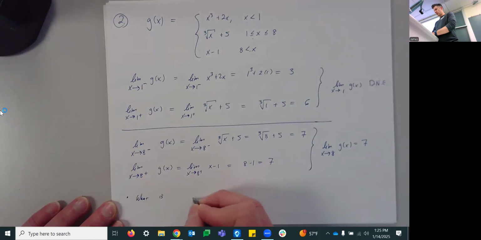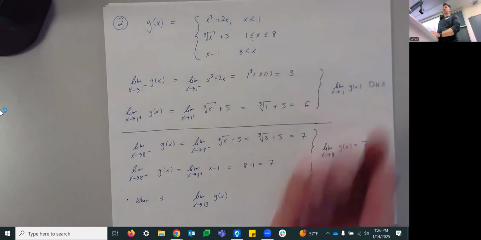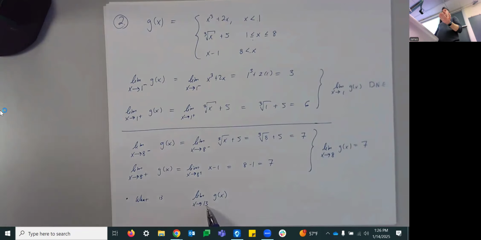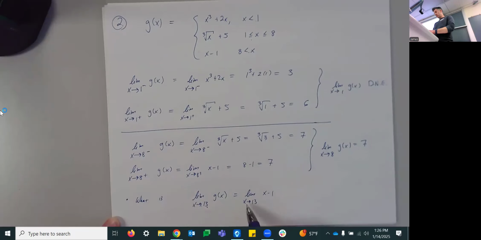What is the limit as x approaches 13 of g of x? Well, better question. Which piece of the function should I use? The top, middle, or bottom piece? The bottom. Because if x is approaching 13, that means I need to use the piece of the function where that's in the domain, essentially. And the domain where x is equal to 13 is where x is bigger than 8. So we're going to say, okay, great, that's the limit as x approaches 13 of x minus 1. And then just like we did before, substitute in 13 for x.